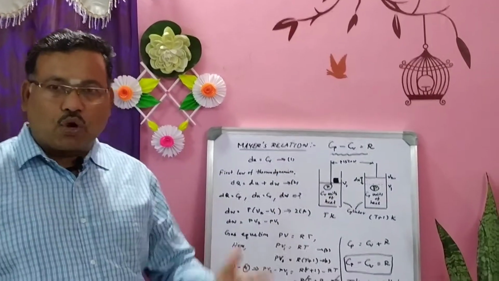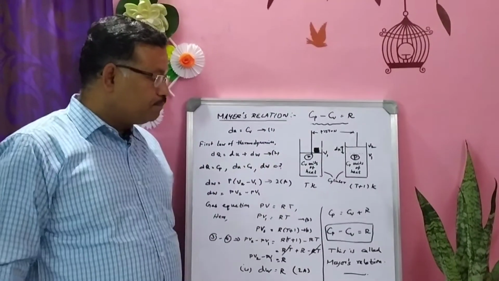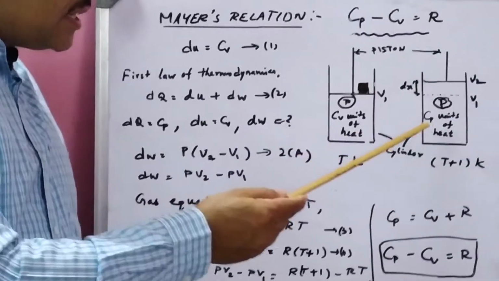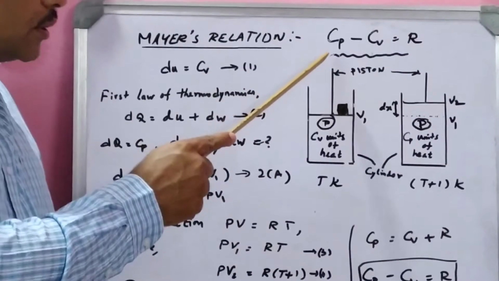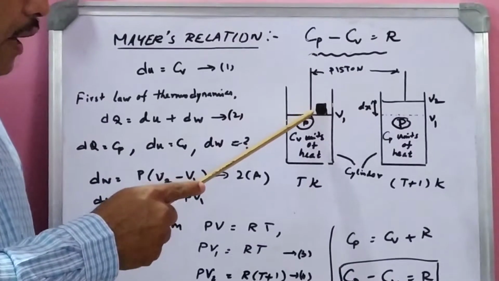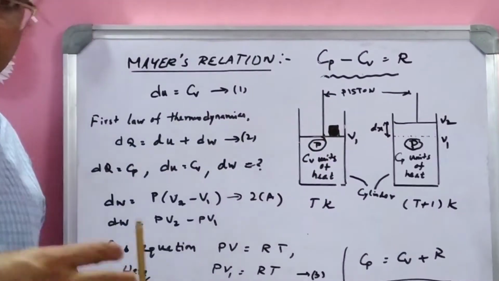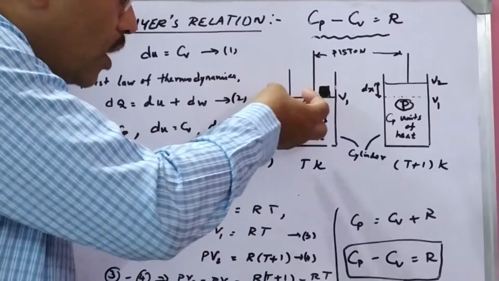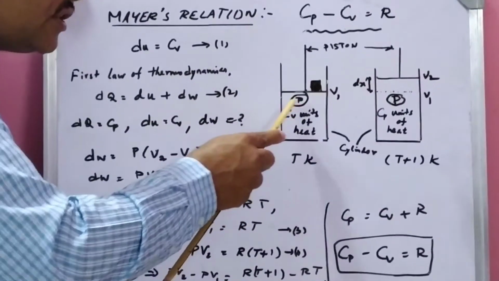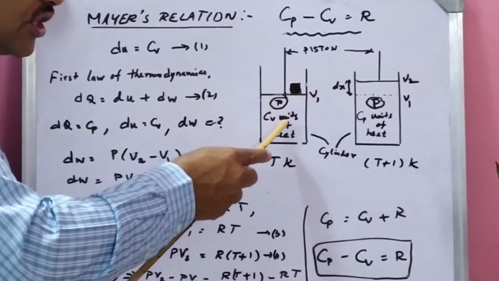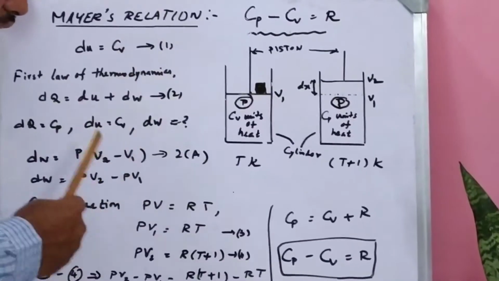So let us consider 1 gram mole of gas enclosed in a cylinder fitted with a piston. We will study two cases initially. In the first, I am keeping the volume constant and giving some quantity of heat to the system. If you give some quantity of heat to the system by keeping volume constant, it is called Cv units of heat. So we are giving Cv units of heat to the system.